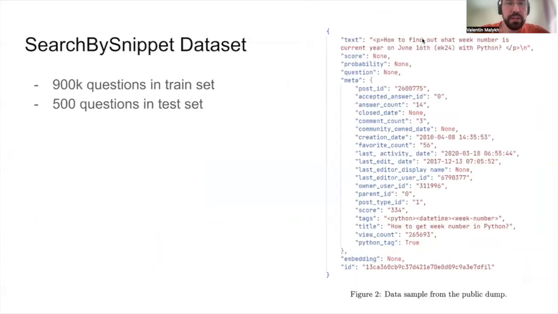After the cleaning, the dataset is only 900,000 questions, of course with some answers and some metadata, and only 500 questions in the test set. Why 500? As I described, these are full duplicate questions, questions which have a duplicate question with an answer, and we have only 500 of them to test. So as you can conclude, there is a specific domain shift, so we need some tricks to train a model efficiently on this dataset.